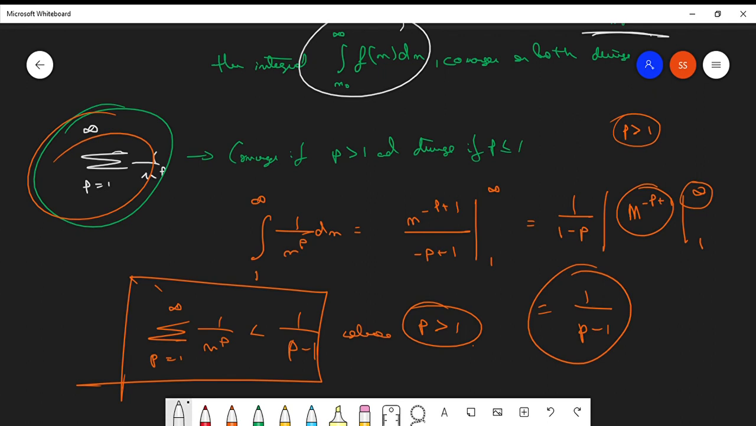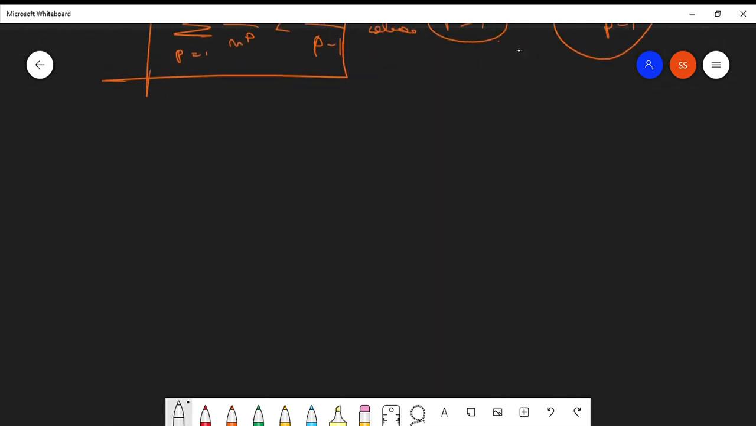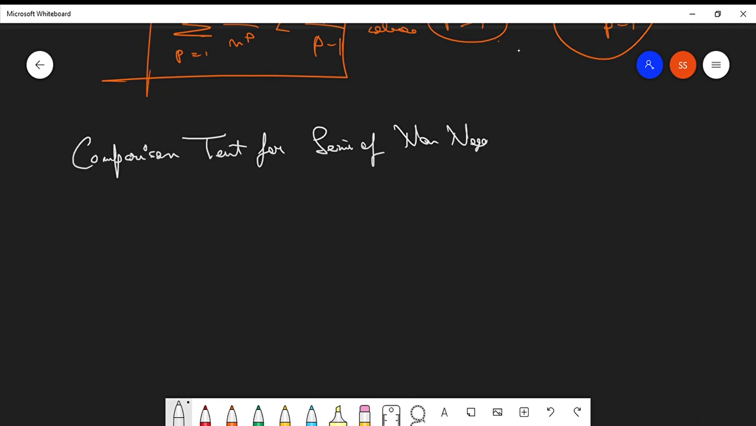Is it clear? The integral test. Next, we move on to what we call the comparison test for series of non-negative terms.